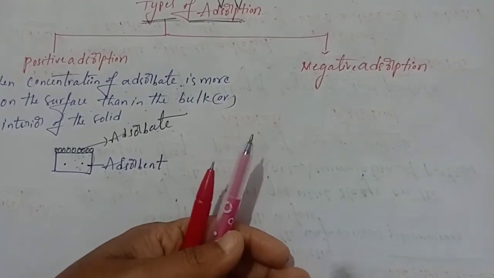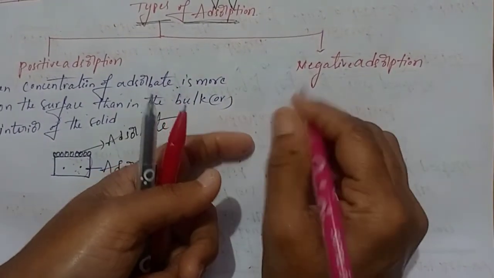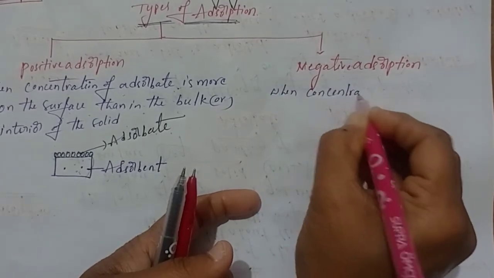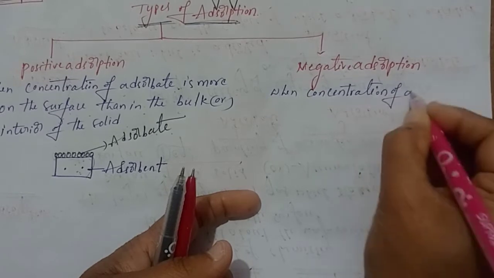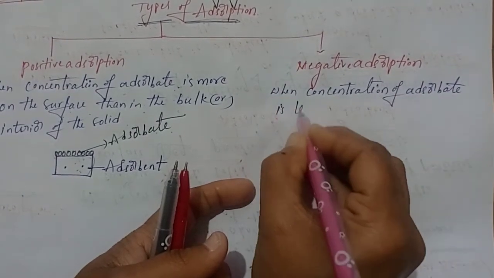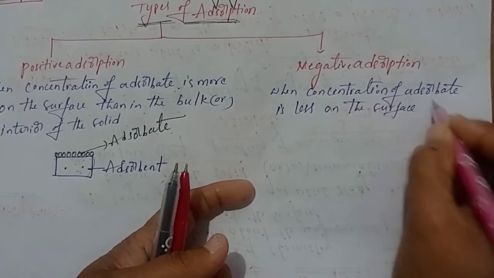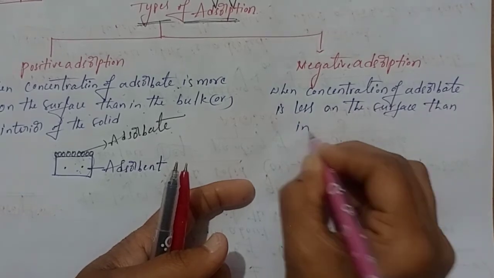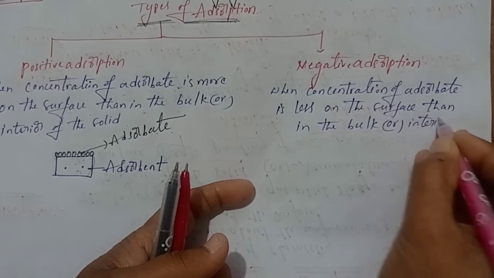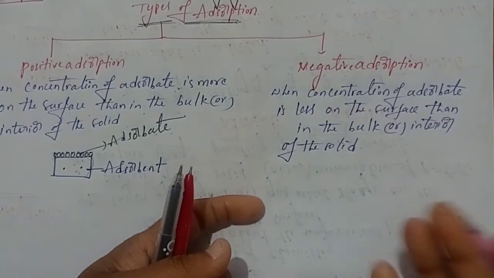See here, what is negative adsorption? Negative adsorption means when the concentration of adsorbate is less on the surface than in the bulk or interior of the solid. Clear this one? Or interior of the solid, students. That is called negative adsorption.